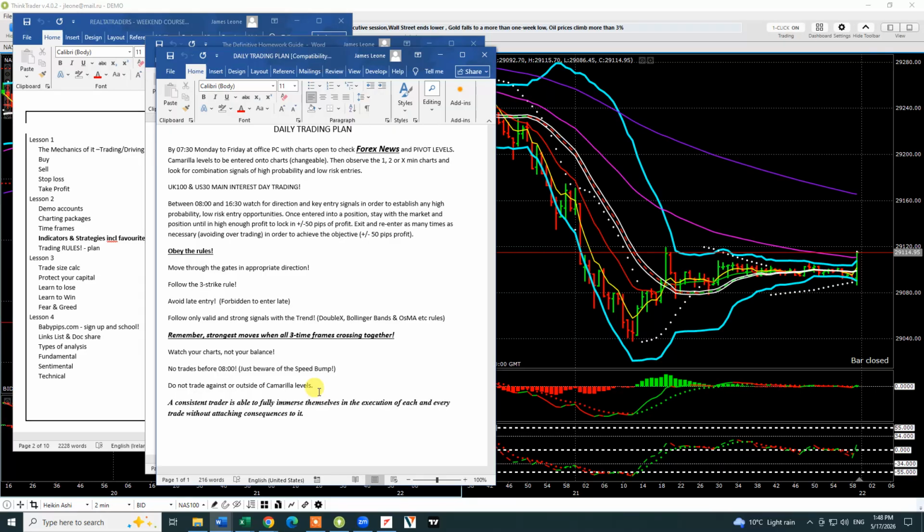Be aware. And then a minor note here: a consistent trader is able to fully immerse themselves in the execution of each and every trade without attaching consequences to it. Basically, that's saying that you need to be a little bit of a psychopath, devoid of emotion in your trading. Not that you want to go and cut things or people up into small pieces by any means. Just in your trading, avoid emotion or employ a level of emotional intelligence that keeps you safe and sane.